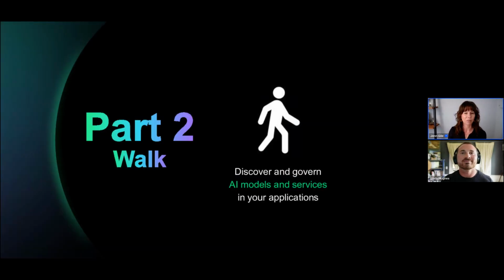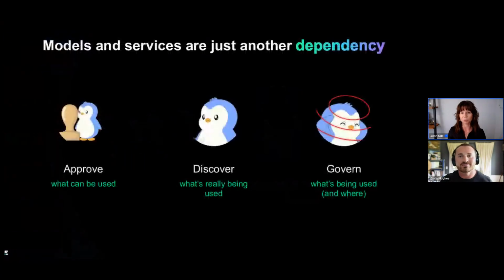Okay, part 2. Now we're going to be talking about the AI models and services that are being utilized in your applications. So you're probably not writing these yourself. You're probably consuming them from somewhere else, perhaps Hugging Face, perhaps ChatGPT, for example.